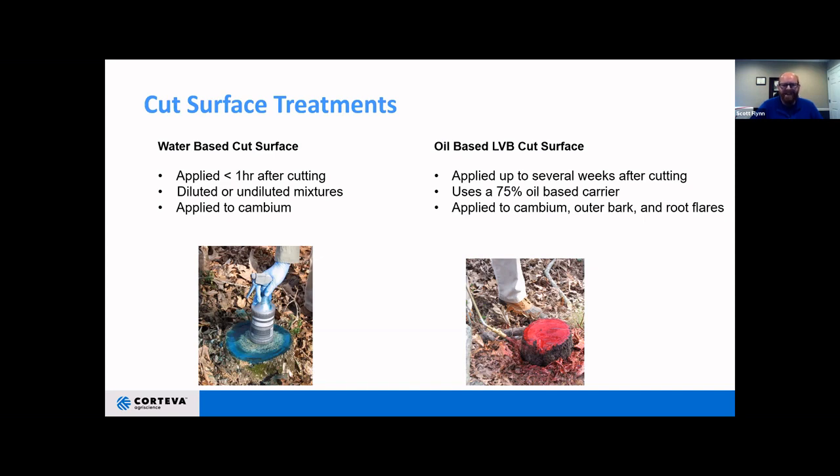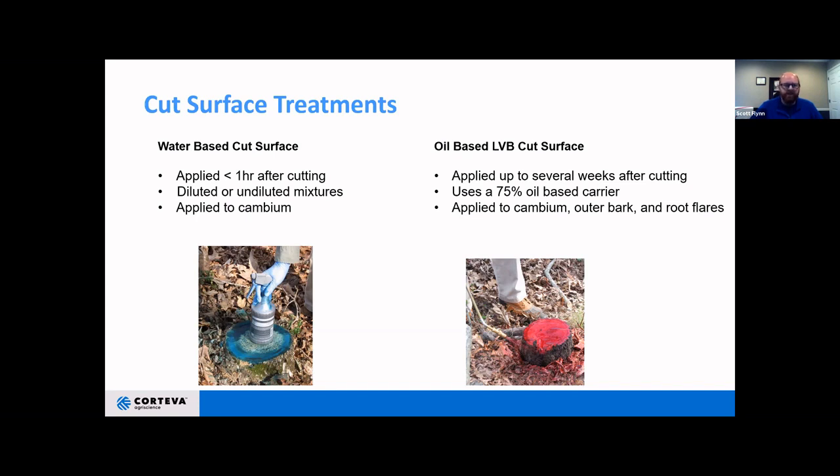And the outer bark of that and any root flare. So we're not only treating the cambium, we're also treating the remaining outside of that bark if there's any, and if we see any of those root flares that pop up above ground. Here's one of the things that we tell people to watch out for.